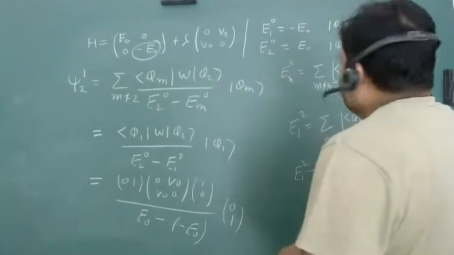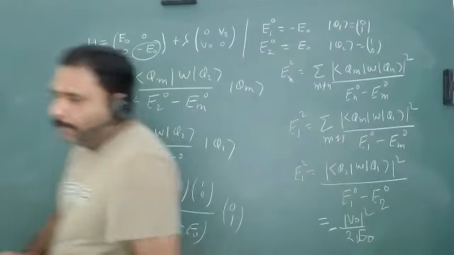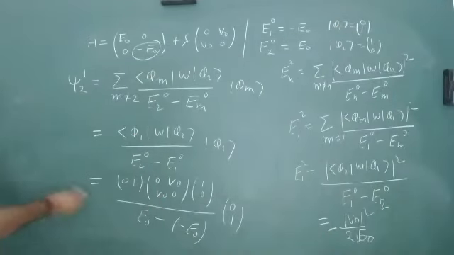This value will be V naught. So I am writing it here because I will use it there. So that will be V naught upon 2 E naught, and this vector is 0, 1. This will be E to 1 into this problem.